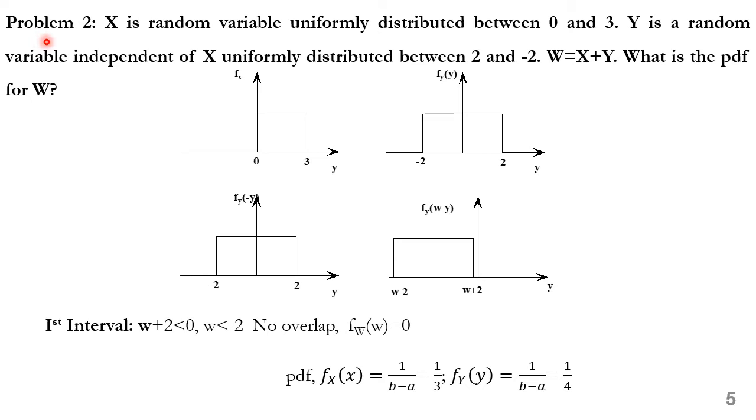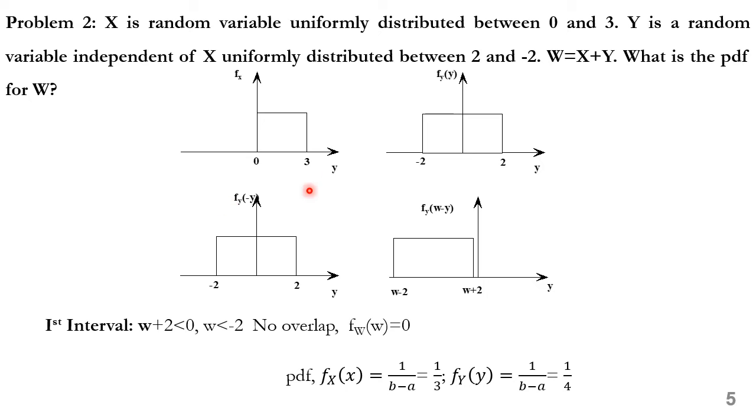Let us take the second problem. X is a random variable uniformly distributed between 0 and 3. Y is a random variable independent of x, uniformly distributed between minus 2 and 2. And the new random variable w is obtained by adding these two random variables x and y. Therefore, w is equal to x plus y. What is the PDF for w?